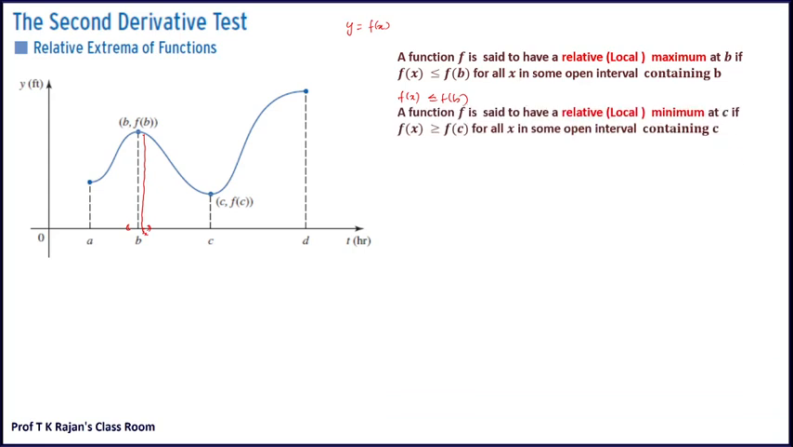Similarly, this function is having relative minimum at the point c, if f of x is greater than or equal to f of c for all x in some open interval containing c. Here c is a minimum point. You take any neighborhood of c, you can see that every x in this neighborhood has the property that f of x is greater than or equal to f of c.